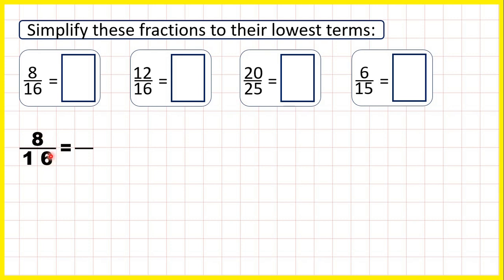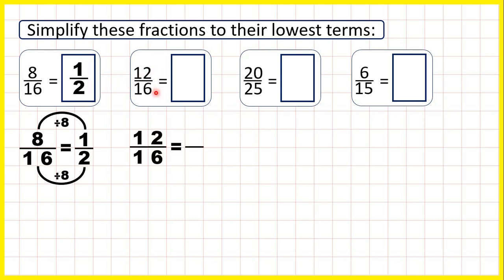Now 8 and 16 are both in the 2 times table, they're both in the 4 times table as well, but the highest common factor of 8 and 16 is 8. 8 and 16 are both in the 8 times table, so we can divide both the numerator and the denominator by 8. 8 divided by 8 is 1, and 16 divided by 8 is 2. So 8 over 16 is equivalent to 1/2.